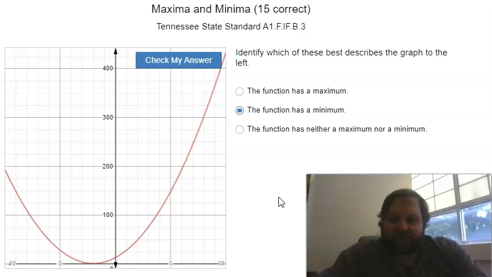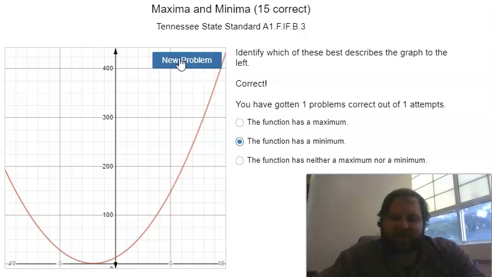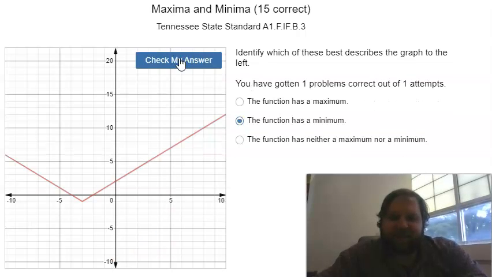Absolute value functions, the ones that are shaped like a V, will also always have a maximum or a minimum. So in this case, we can see that that was the correct answer. Here we have an absolute value function that again has a lowest point, that is a minimum.